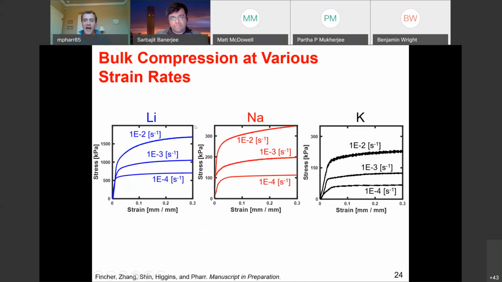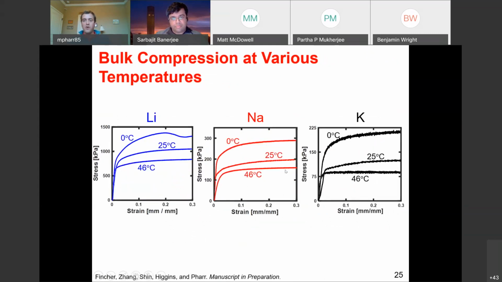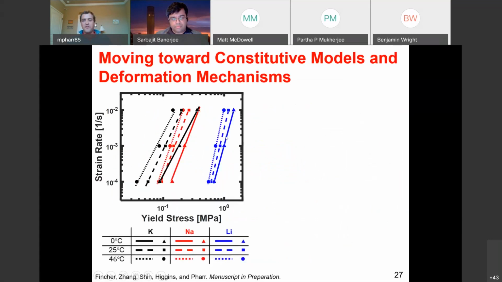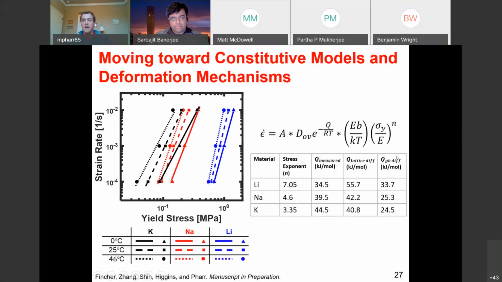Then we did more systematic things on lithium, sodium, potassium, various rates, various temperatures of importance to real battery applications. So, 0 to 50 or so Celsius. And again, if we go to lower temperature, we have a markedly increased flow stress. And this is just comparing. So I said lithium is very soft. Well, you can see sodium and potassium are even softer. So I'm getting short on time. We can now move toward constitutive models, start to think about deformation mechanisms. Are things driven by interface or dislocation core type diffusion mediated plasticity, or are we getting lattice diffusion?